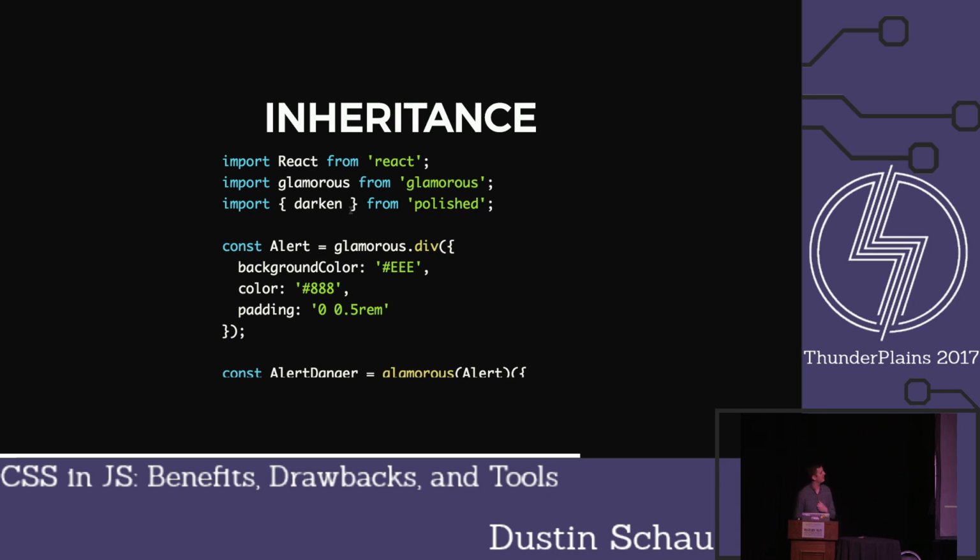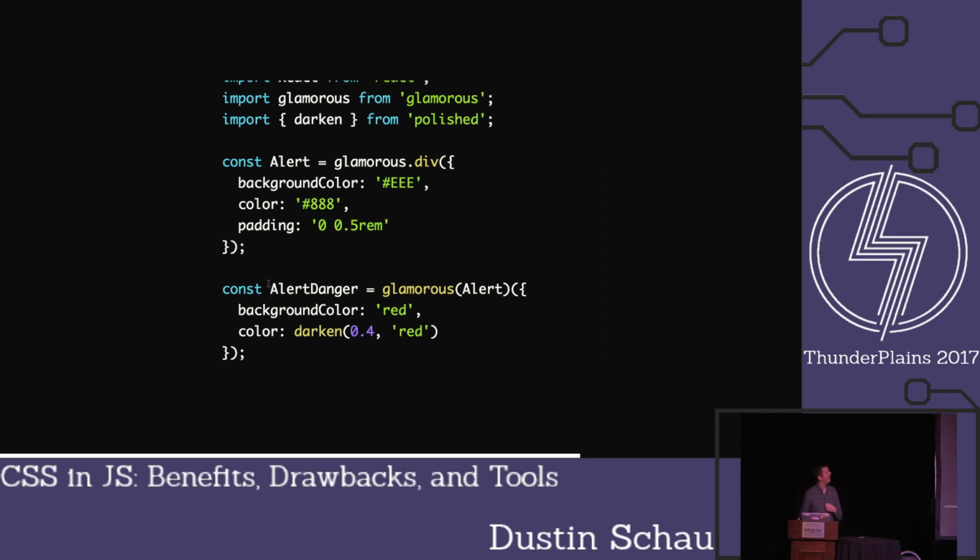So let's look at Glamorous. So Glamorous is a function call which takes an object. So we have this base level alert, and it has these three rules: background color, color, and then padding. But we also want a danger alert, and we want this to be red, and we want the color to be a darker red. And so we can inherit from the styles in alert, so it'll have all of these styles, and then we'll merge on top of these new styles. So the end result of this will be background color red, color a darker red, and then this padding that we've inherited from this base level alert.